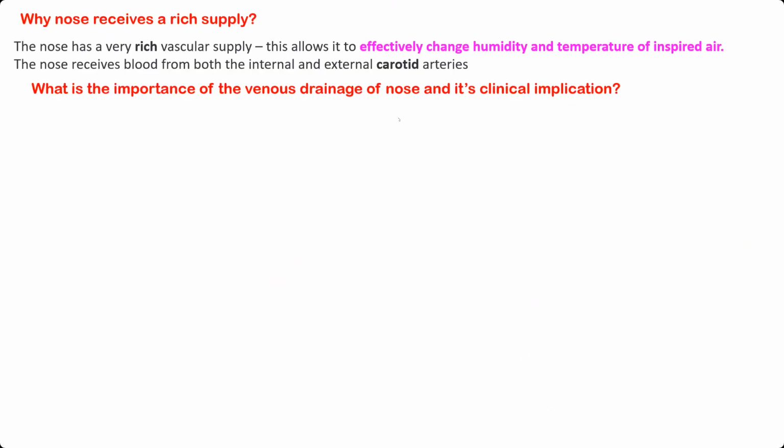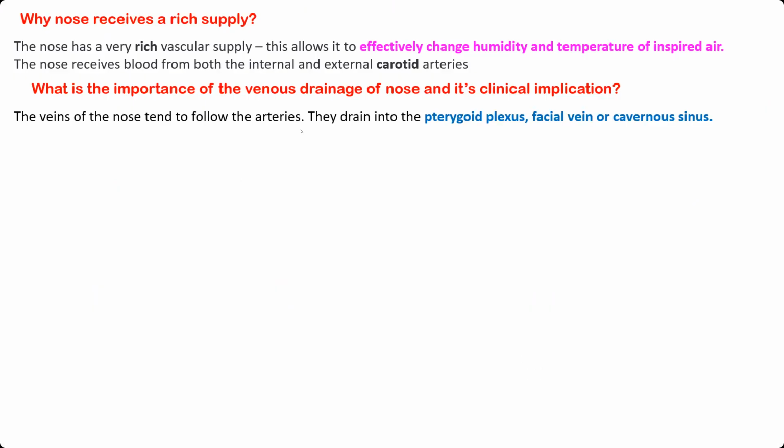What is the importance of venous drainage of the nose and its clinical implication? This is the question I told you about, why we have to know that it is drained by facial, pterygopalatine and pharyngeal plexus. What is the importance? Is there any other plexus connection that can be a source? Spread of infection through the sinuses into the brain. Excellent, fantastic. So the veins tend to follow the arteries. They drain into the pterygoid plexus, facial vein and cavernous sinus also.